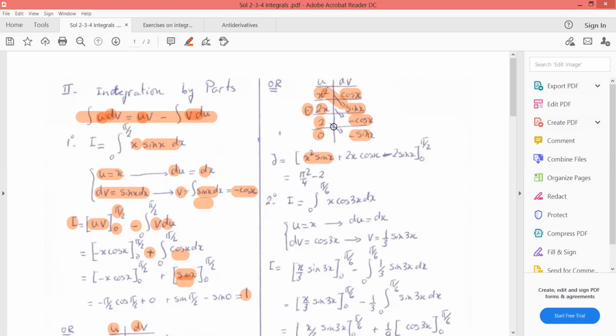This is the rule. To calculate, we multiply diagonally: this times this, minus this one times that one. Plus 2x cosine x. Then this times this, the last one. We get minus 2x sine x between 0 and pi over 2. So it is f of b minus f of a. We get pi squared over 4 minus 2. If the question is not deduced, you can solve it this way, by the American system or by table.